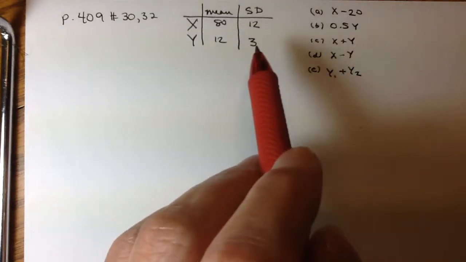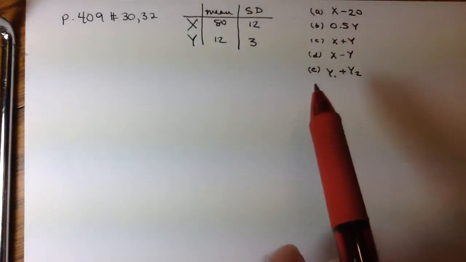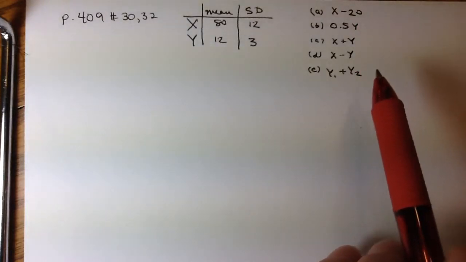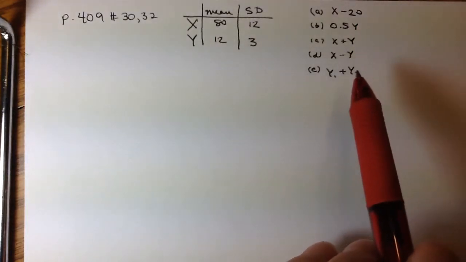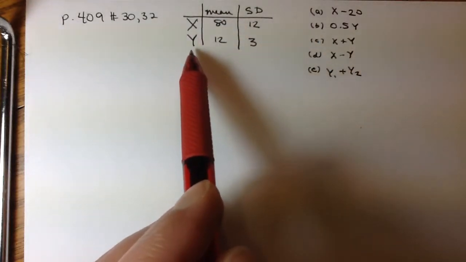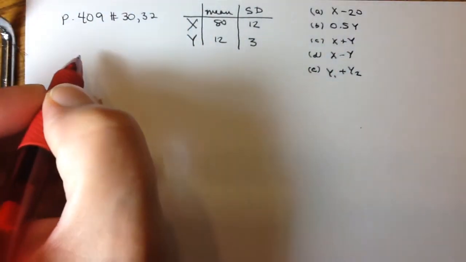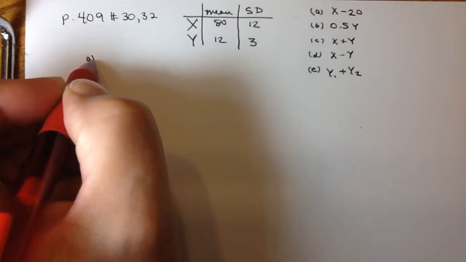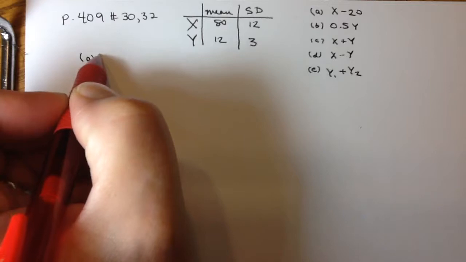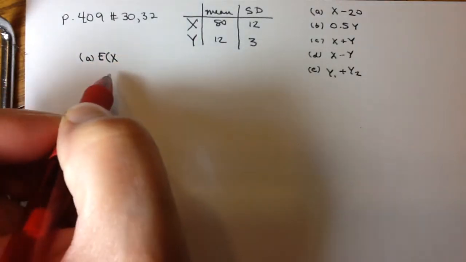So all we want to do on this particular problem, number 30, is look at different combinations of the variables and constants and see what the new means and standard deviations are. So the question is, if these are independent random variables, x and y, what are the means and standard deviations of these quantities? So we'll start with part A. In part A, we're looking for the mean and standard deviation of x minus 20. So I'm going to start with the expected value notation, and then we'll switch over halfway through so you can see a little bit of both.